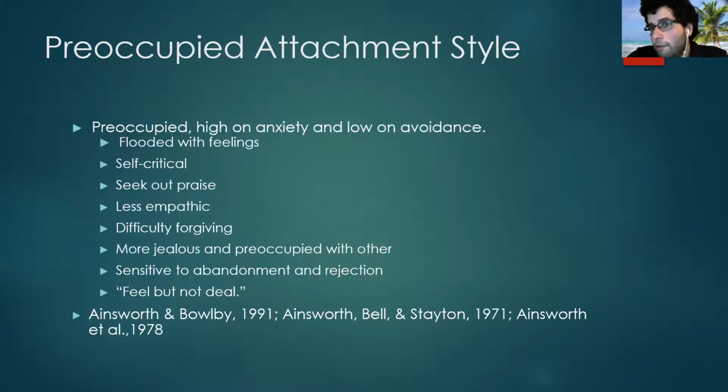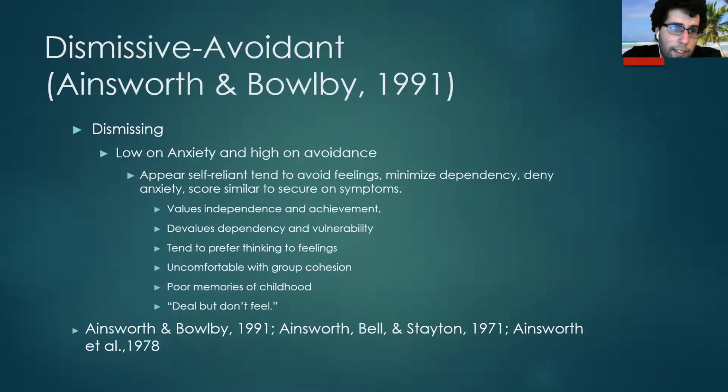As we go through this, I think it's helpful for you to reflect on what parts of these represent you. And again, you could have parts from different styles, but you might have a primary attachment style that you connect with. Dismissive avoidant is low on anxiety and high on avoidance. So more self-reliant, minimizing dependency, and more doing things rather than feeling things. This certainly feels like something I could connect with in terms of how I cope with my emotional states. And more valuing the independence and achievement of things rather than dependency and vulnerability.